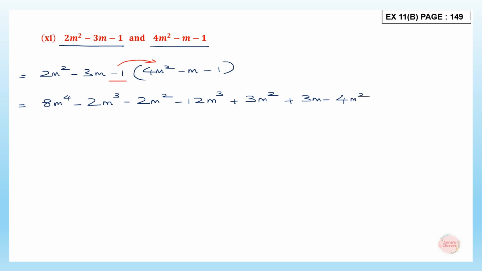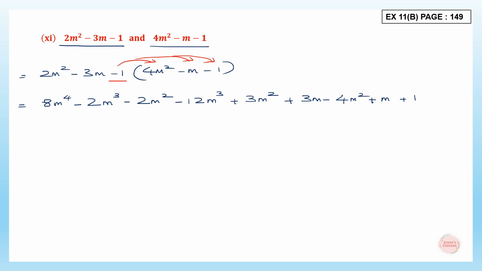Now we multiply minus 1 into minus m. Minus into minus is plus. 1 into m is m. Multiply minus 1 into minus 1. Minus into minus is plus. 1 into 1 is 1.